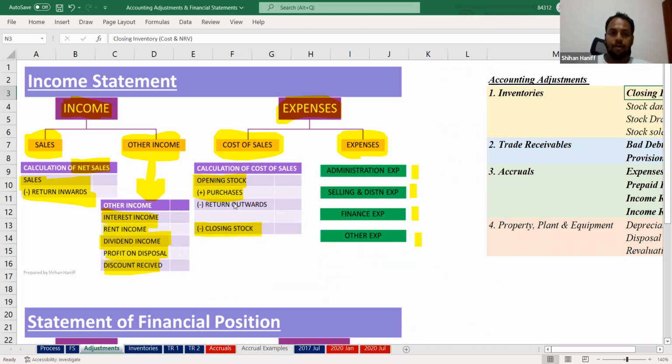Right. So remember, when calculating the purchases, if you have carriage inwards, we will add, and if there is return outwards, we need to deduct. Any taxes, duties, anything related to purchases, we will add to the purchase cost. Okay, so this is just an overall picture of the income statement.